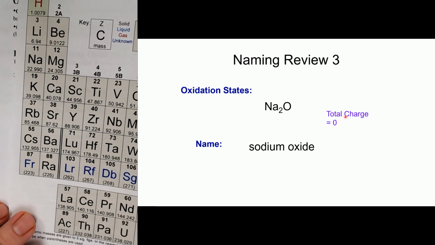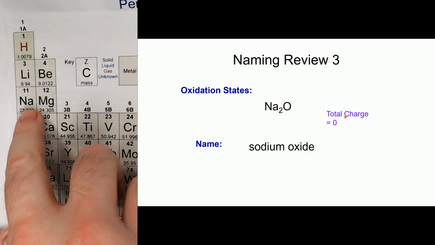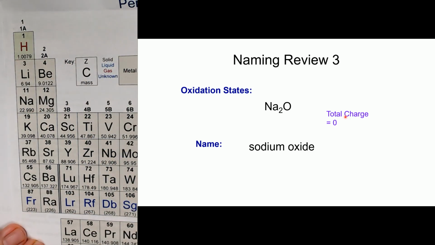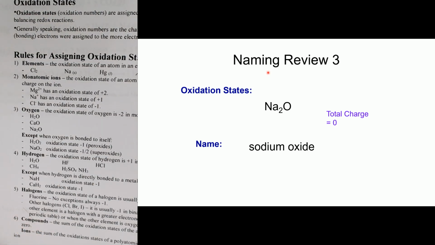Sodium, and I'm going to bring my periodic table over here. Sodium is in group 1. That means it always has a charge of +1. So that means the sodium has to have a +1 oxidation state. We're now going to multiply. +1 times 2 gives us +2. +2 plus some number, it's got to be -2, right? It gives us 0, so this is -2. And then we'll take that -2 and divide by the 1 oxygen to give us a -2. So the oxidation state of sodium is +1 and oxygen is -2.